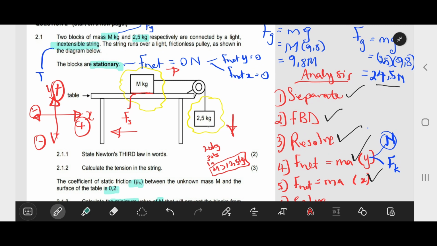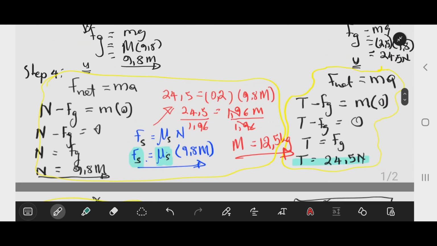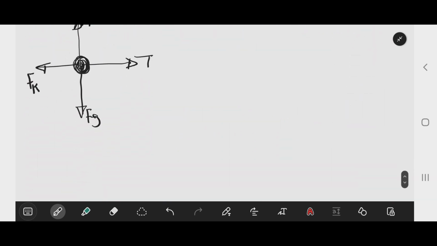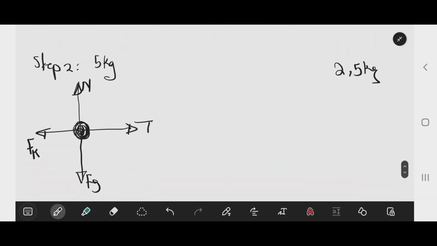Okay, and as I've explained before, the only possible way that these objects can move or accelerate is that the 2.5 kg will accelerate downwards and the mass m kg, or the 5 kg, will move to the right. So that is why friction is pointing to the left and tension is still pointing to the right. Okay, so the free body diagram for the 2.5 kg is still the same, Fg and tension upwards.